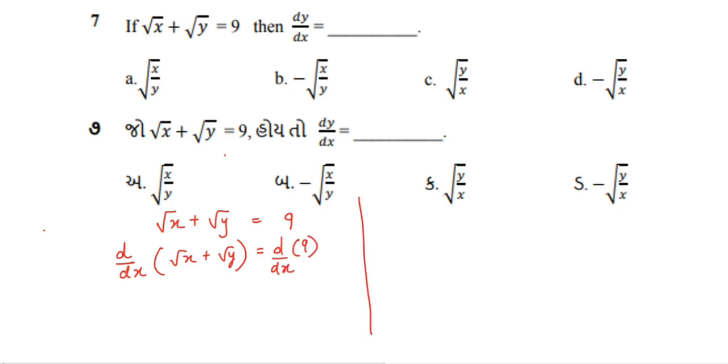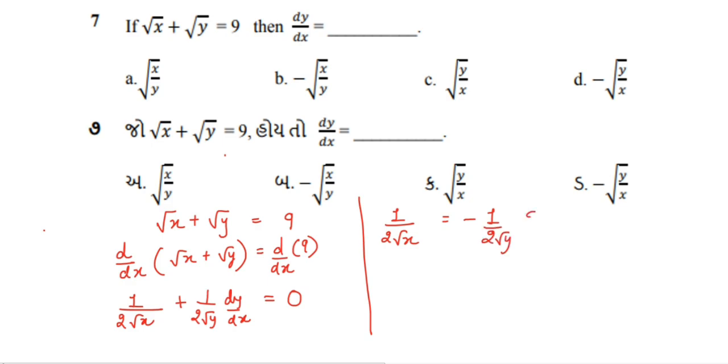Differentiation of a constant number is equal to 0, so definitely the next step, this 9 will be equal to 0. The differentiation of root x is equal to 1 upon 2 root x, and for root y it will be equal to 1 upon 2 root y dy by dx. Let me transfer this to the right hand side. So 1 upon 2 root of x equals minus 1 upon 2 root of y dy by dx.